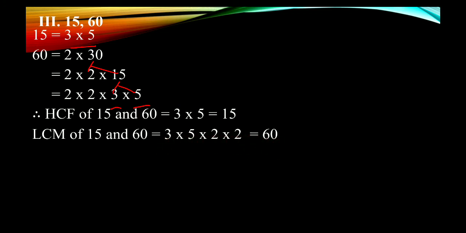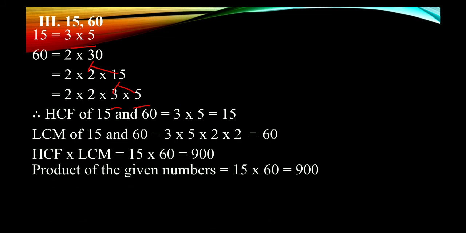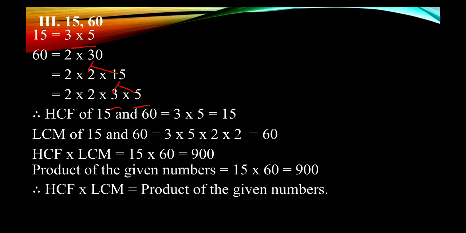Now, we have to verify it. How to verify? We will multiply HCF and LCM. When we multiply 15 and 60, we will get 900. The product of the given numbers, 15 and 60, is also 900. Both the values we are getting are 900. So hence it is verified. We will write it like this: HCF into LCM is equal to the product of the given numbers. Hence verified.